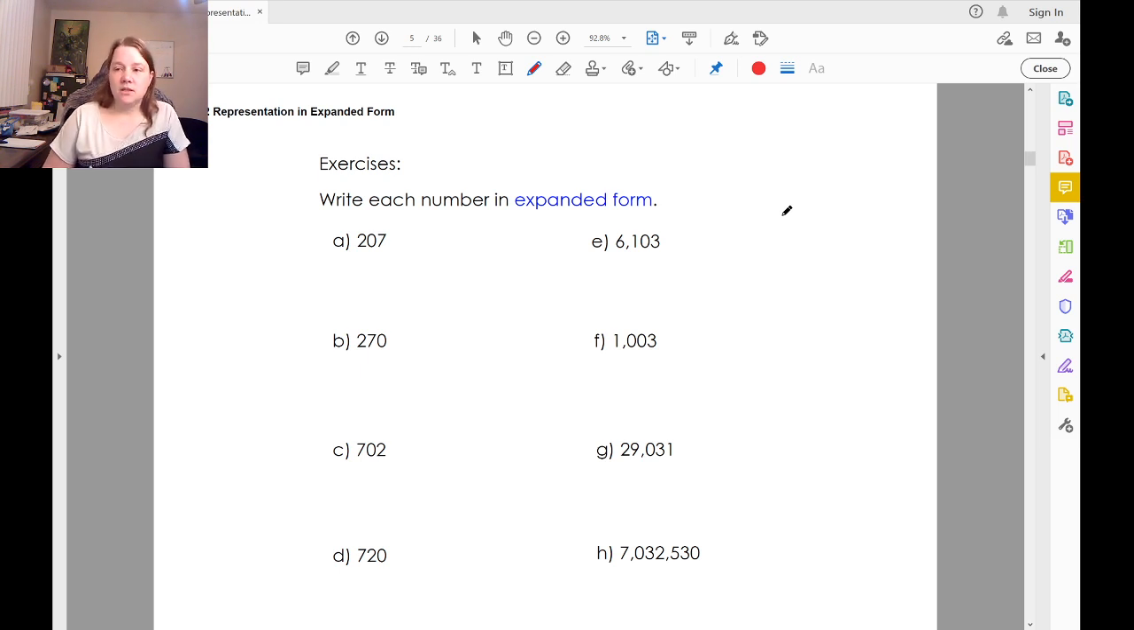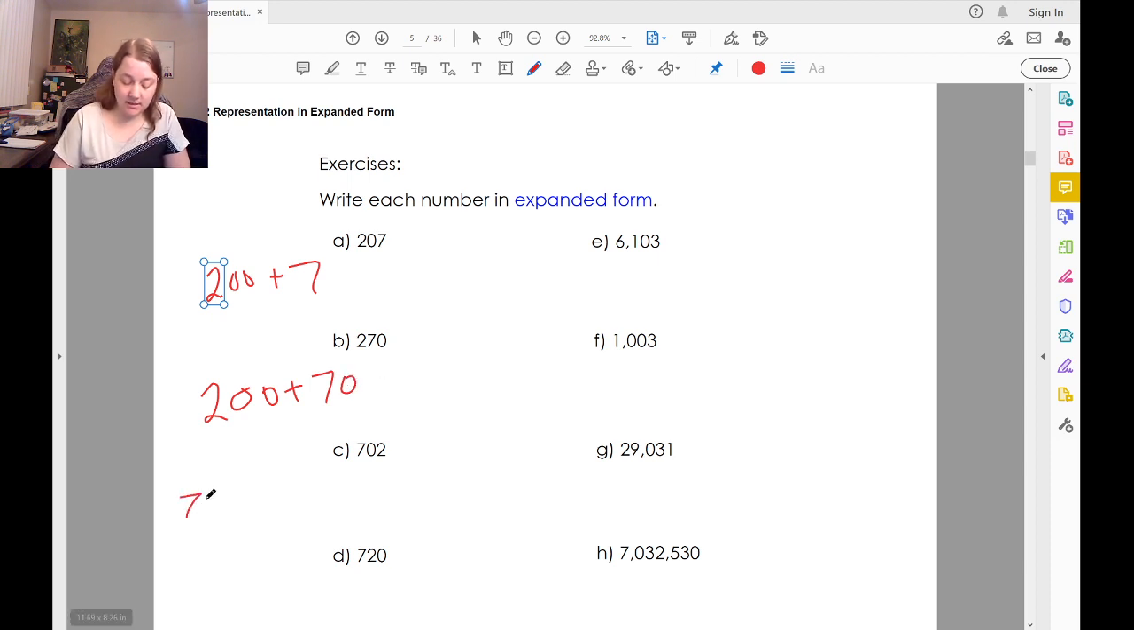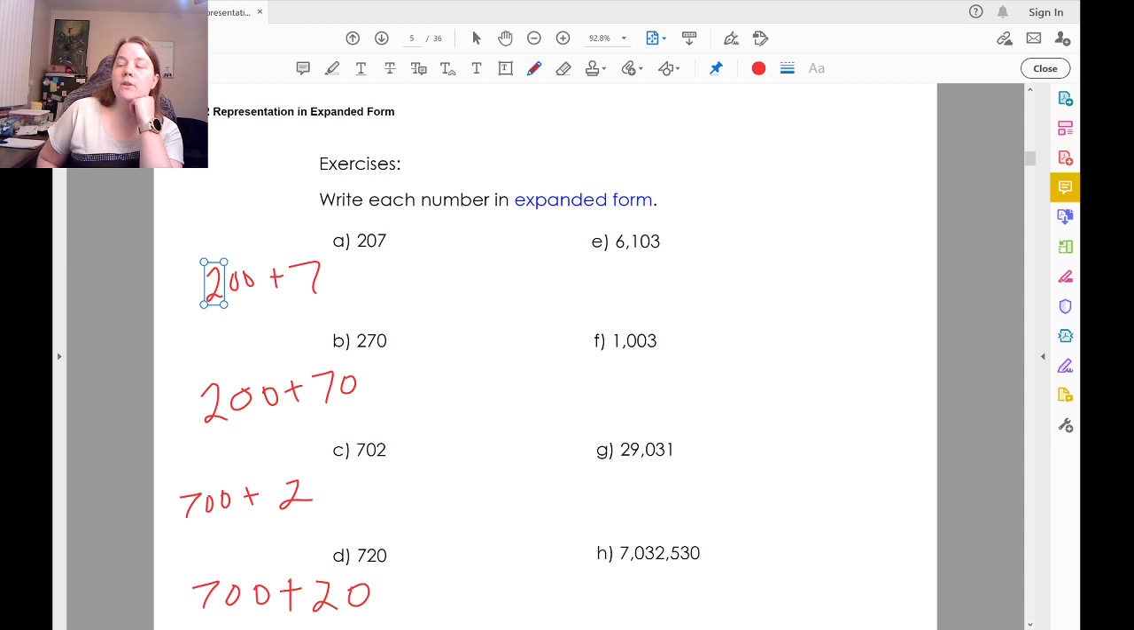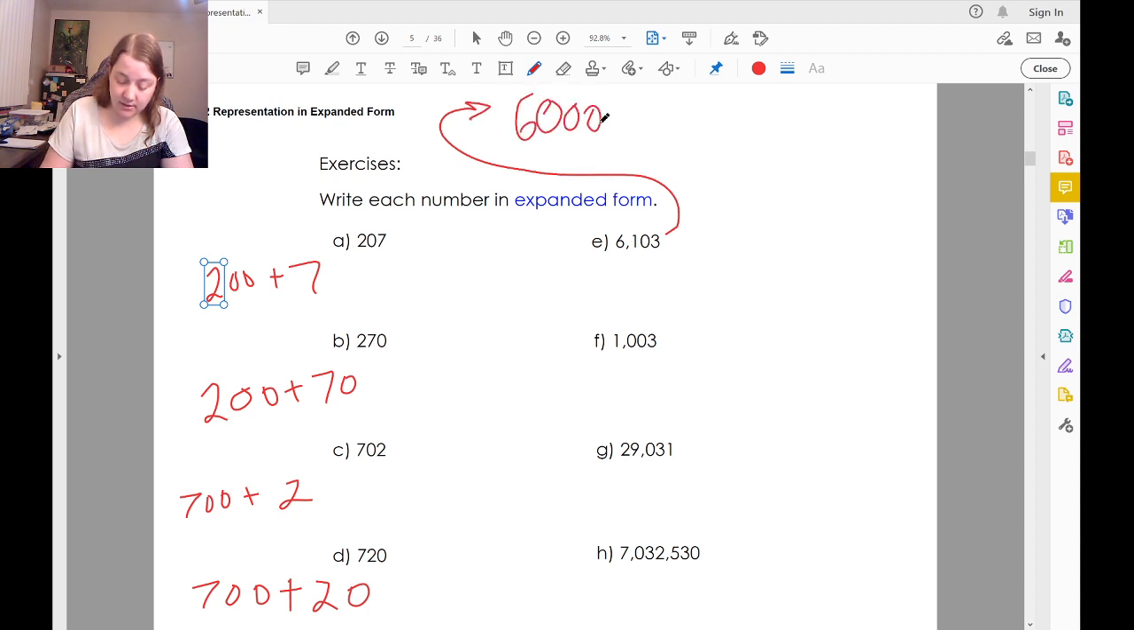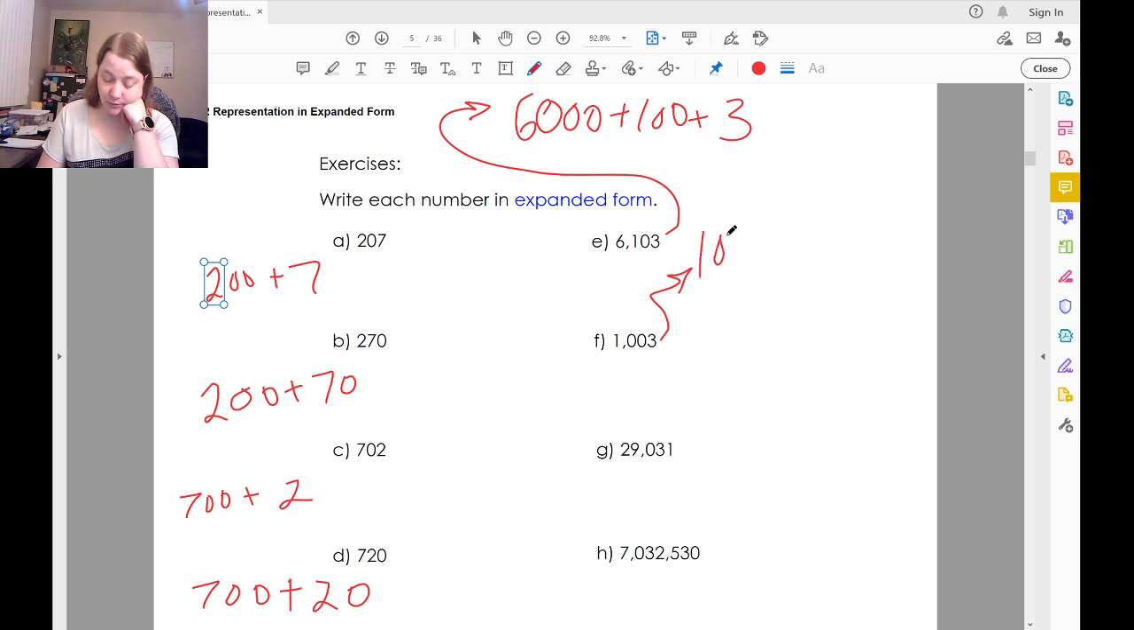Welcome back. So for letter A, it will be 200 plus 7. Letter B will be 200 plus 70. Letter C, 700 plus 2. Letter D, 700 plus 20. When we look at letter E, I'm going to go ahead and put letter E up here. I have a feeling I'm going to run out of room. 6,000 plus 100 plus 3. For letter F, that's going to be 1,000 plus 3.